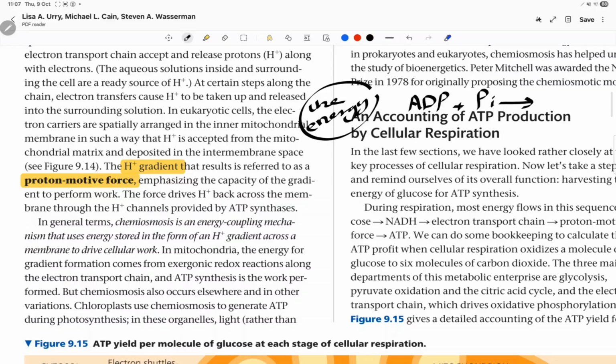By the way, mitochondria is not the only organelle that can make ATP by chemiosmosis. Chloroplasts can also do the same exact process. The name of it is called chemiosmosis, also using ATP synthase to make ATP. So chloroplasts do make ATP as part of photosynthesis.